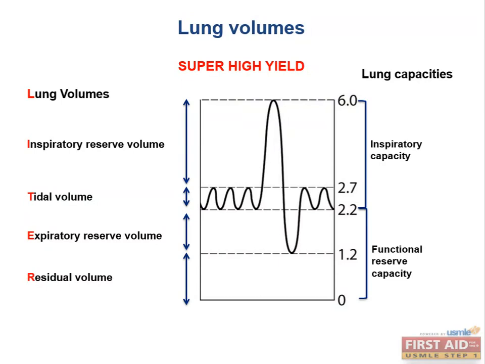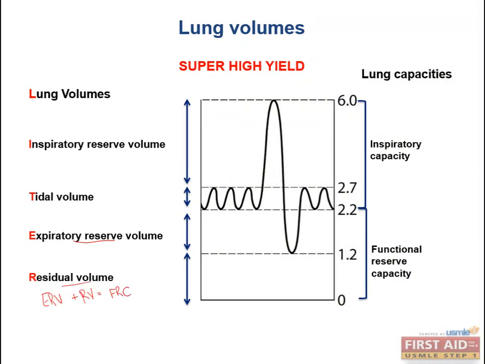So if that's the case, which volumes comprise the functional reserve capacity? That would be the expiratory reserve volume and the residual volume. On the next page, we'll talk about the functional reserve capacity as where we find the inward pull of the lung balancing the outward push of the chest. We'll get there in a minute. The vital capacity is the tidal volume plus the inspiratory reserve volume plus the expiratory reserve volume. Basically, everything except the residual volume.